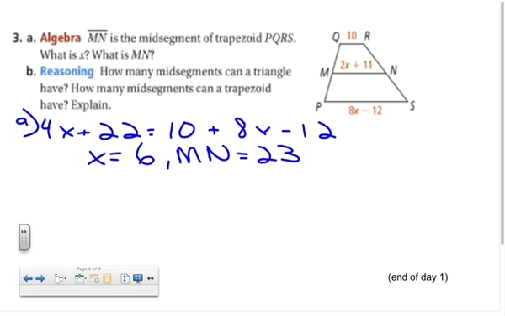In part B, some of you already heard me talking about it. Let's answer it in the order that it's asked. How many mid-segments can a triangle have? 3, whereas a trapezoid can have only 1. Good. Any questions on this Your Turn problem 3?